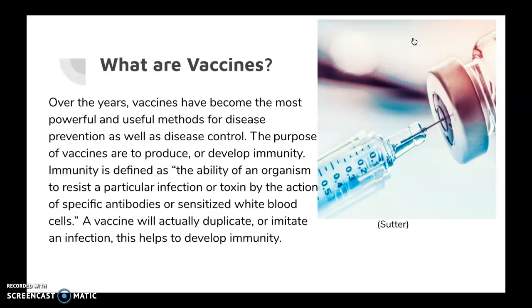What are vaccines? Vaccines have become the most powerful and useful methods for disease prevention as well as disease control over the years. The purpose of vaccines is to produce immunity. Immunity is defined as the ability of an organism to resist a particular infection or toxin by the action of specific antibodies or sensitized white blood cells. Vaccines will actually duplicate or imitate an infection, which helps to develop immunity.